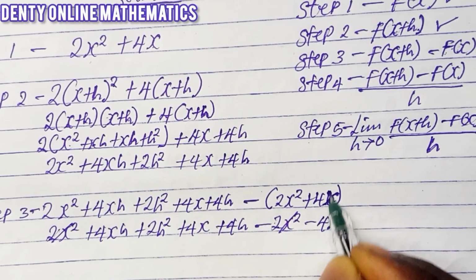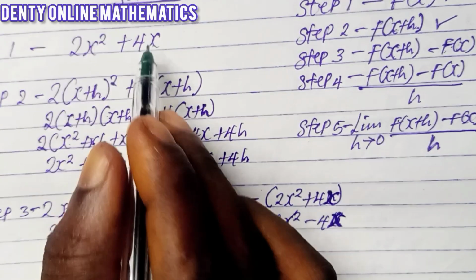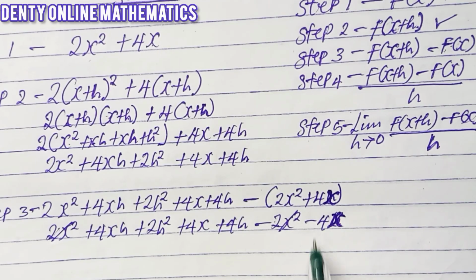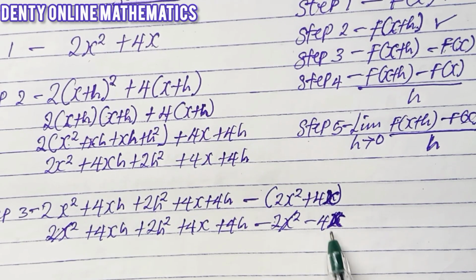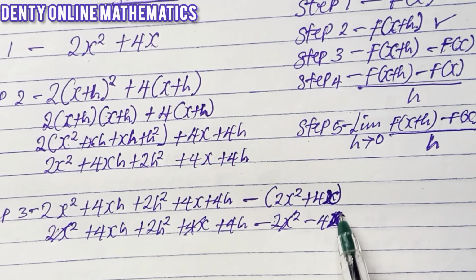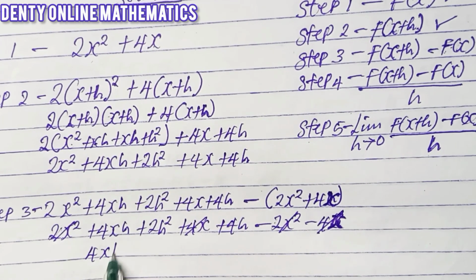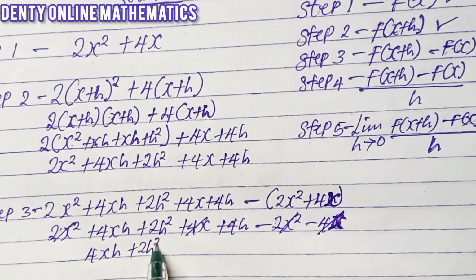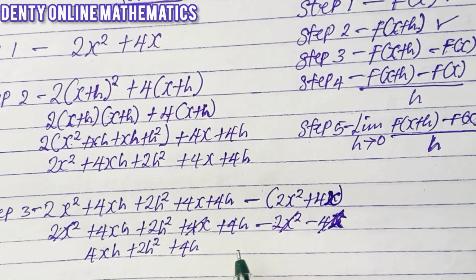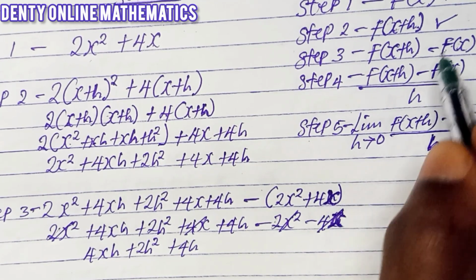Because our function is what? 2x squared plus 4x, not 2x squared plus 4h. So we have positive 4x, we have negative 4x. Positive 4x can cancel negative 4x. And we are going to be left with what? 4xh plus 2h squared plus 4h. And that's what is left for step 3.